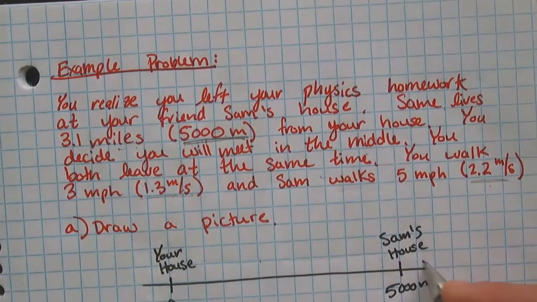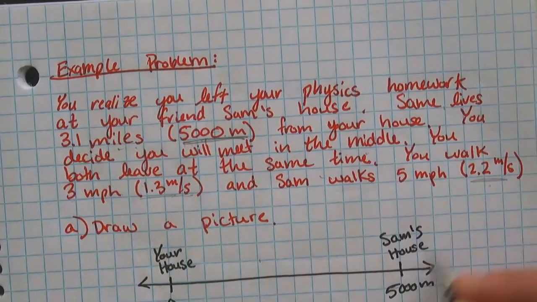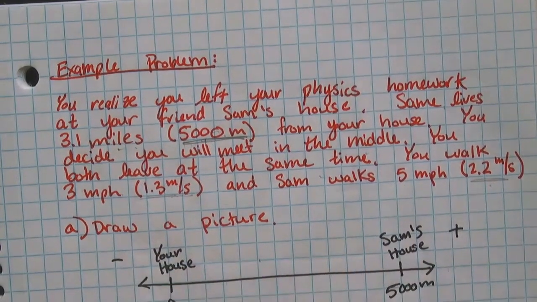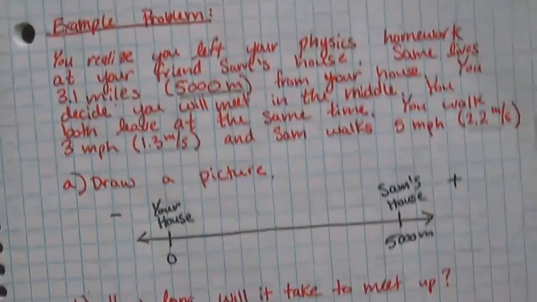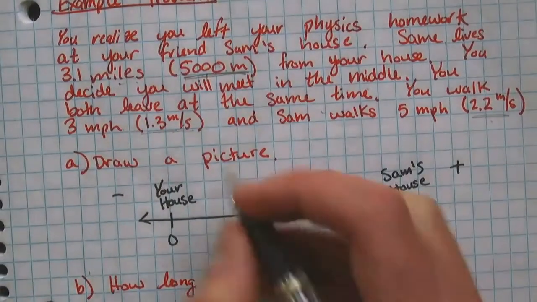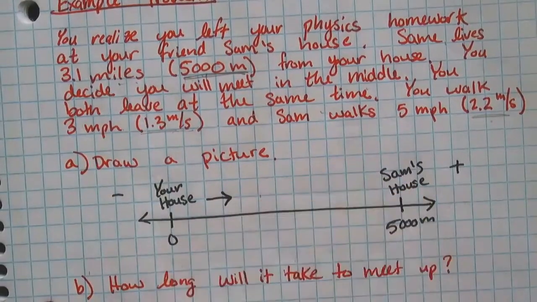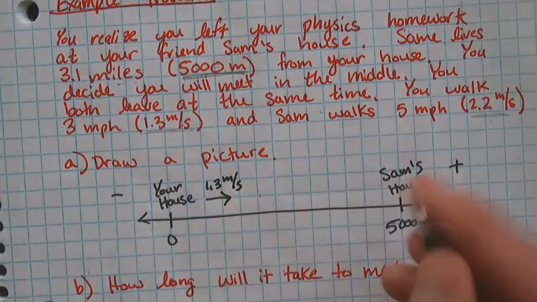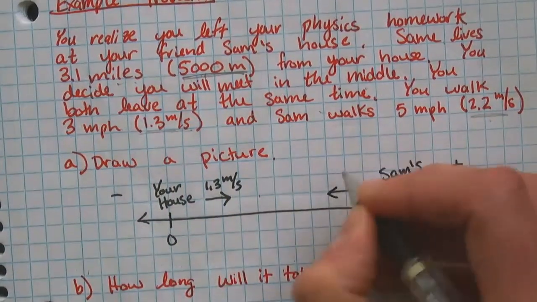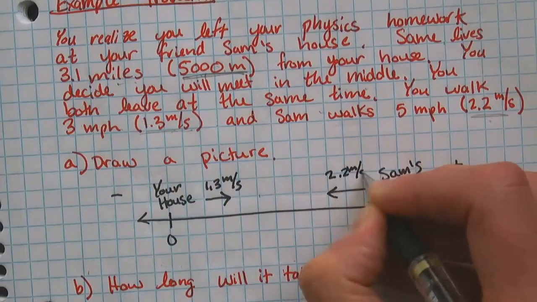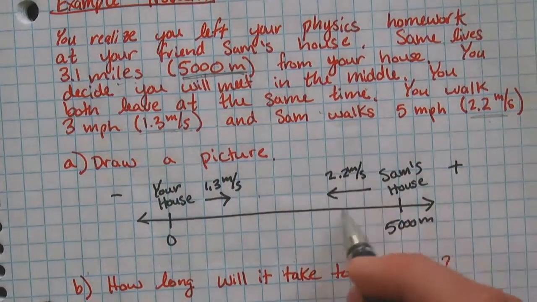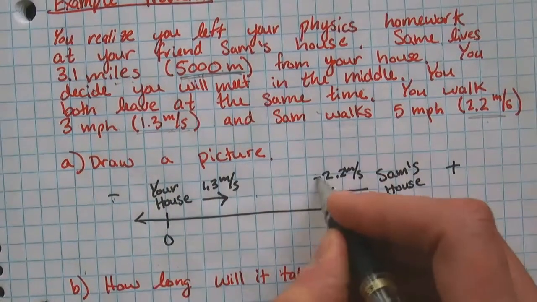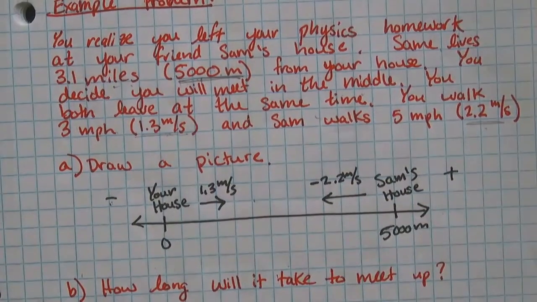If we picture this as a number line, this is the positive direction to the right here, and this is the negative direction to the left. Let's also go ahead and draw the velocities on there. You walk 1.3 meters per second that direction, and Sam walks 2.2 meters per second that direction. Because Sam is walking to the left, towards the negative direction, he has a negative velocity. So that's a negative 2.2, really.